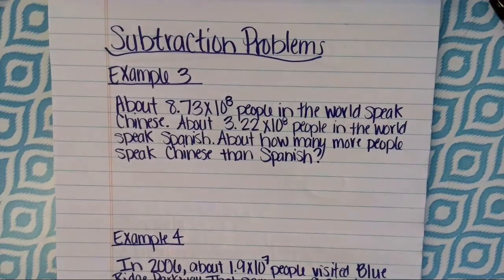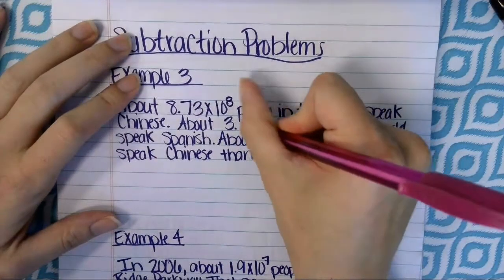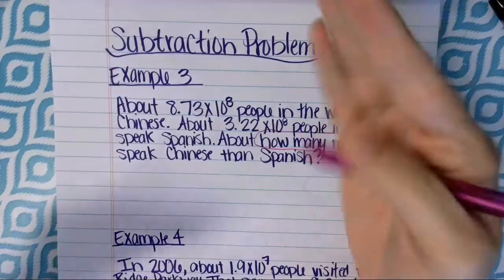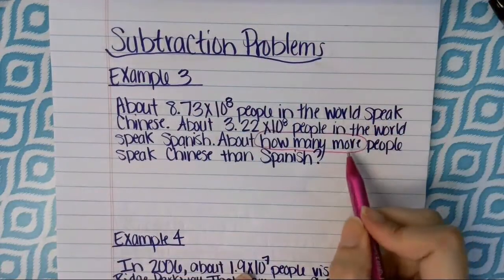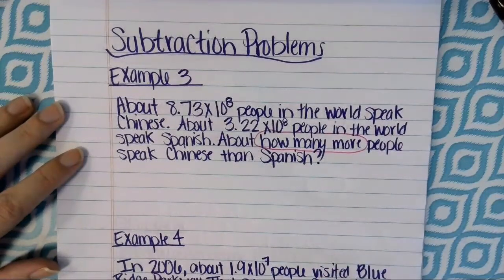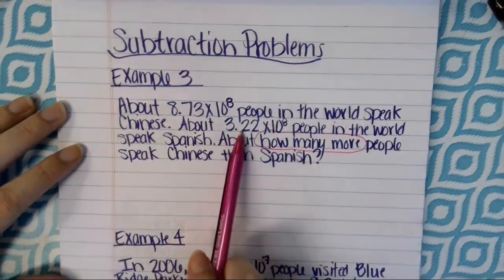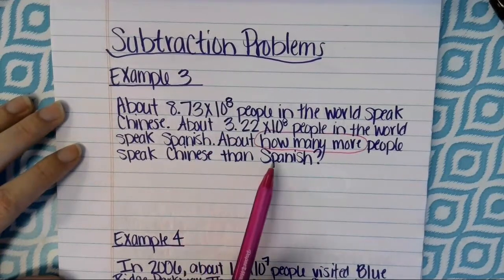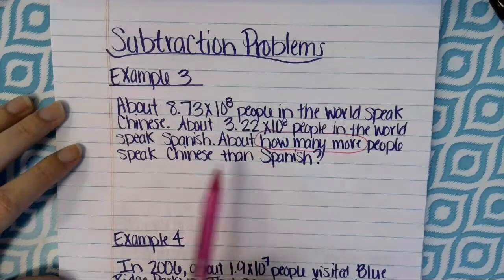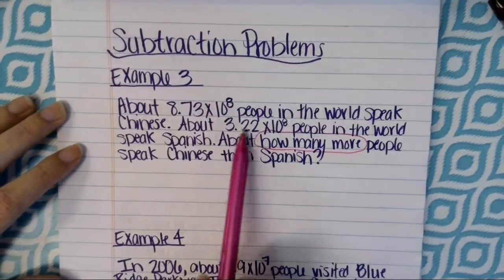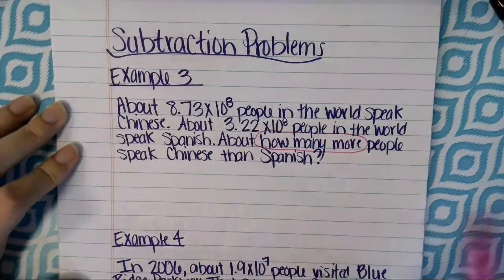So for me, this "how many more," even though it says more, is telling me that I need to find the difference in those two numbers. How many more means what's the difference in the two numbers, and difference leads us to subtraction. So I'm going to take my two numbers and subtract, and we want to know how many more speak Chinese than Spanish. So I want to take the number that speak Chinese and subtract the number that speak Spanish from it.